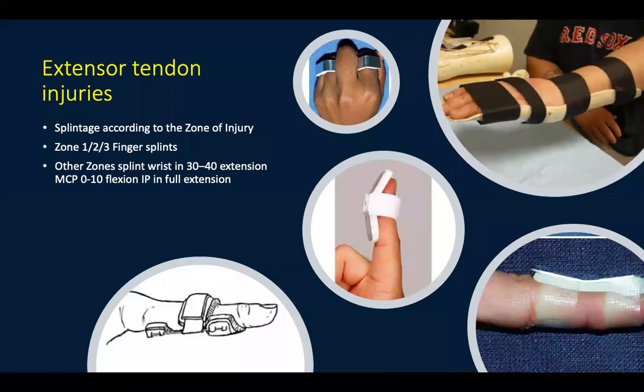In extensor tendon injury, the splintage is according to the zone of injury. In zones 1, 2, and 3, that is finger injuries, finger extensor tendon injuries, finger splints are used, like the mallet splint or bottomless splint. In other zones, the splint is given with the wrist in 30 to 40 degrees of extension, MCP joint in 0 to 10 degrees of flexion, and IP in full extension.